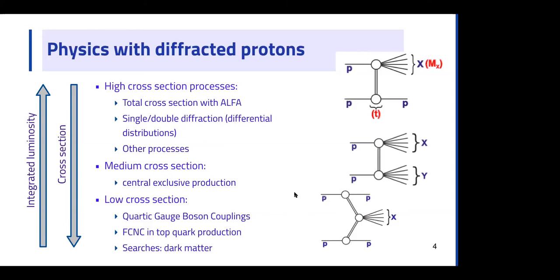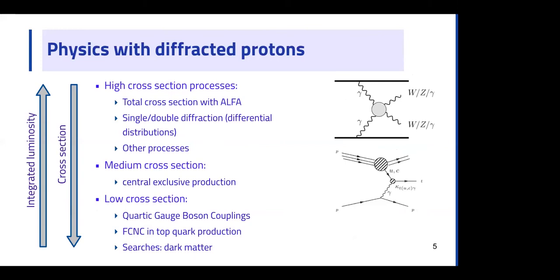In the lower range of cross sections, that require high luminosity, we have processes such as the quartic gauge boson couplings. And these diffractive events allow us to study, for instance, photon-photon WW interactions, or a pair of Z bosons produced in the final state, or photons, and this allowed us to measure triple and quartic gauge boson couplings with quite some precision.